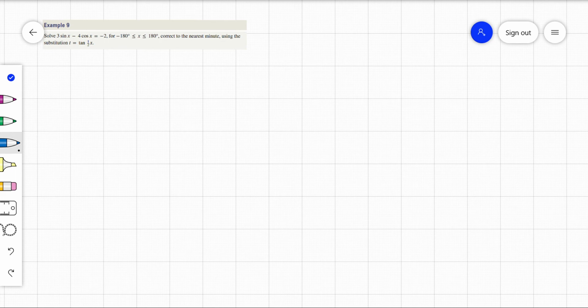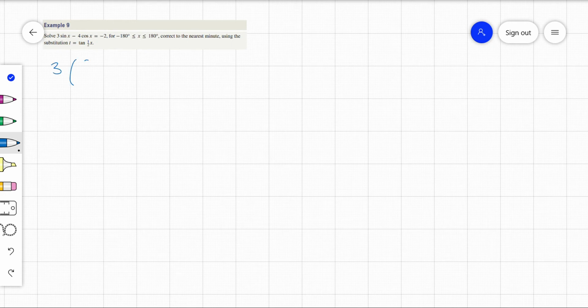Alright, so looking at this one again, we're using a t substitution. We want to check that 180 won't work. 3 times sine of 180 would be 0, and 4 times cos of 180 is -4, so times -1 is 4. And 4 does not equal -2, so 180 does not work. Now I know that, I'll substitute in.